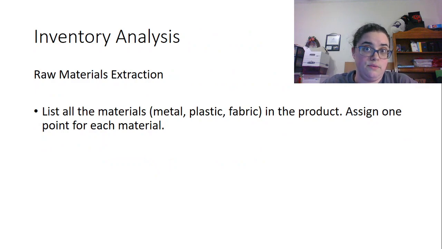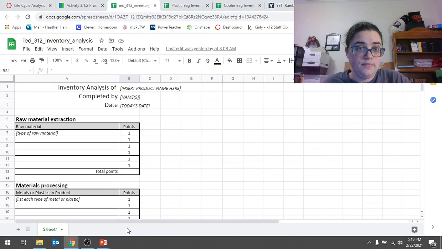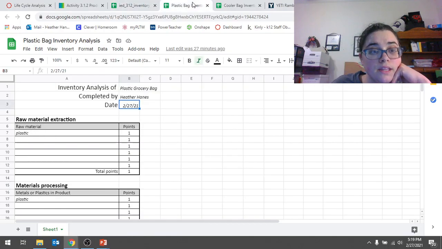First thing after you put your name on it is the raw material extraction place. This is where you put all kinds of different materials like metals, plastics, fabrics, wood, all that material. The raw materials, you list them out, 1 point for each type of material. And so on my plastic bag, it's made of plastic.